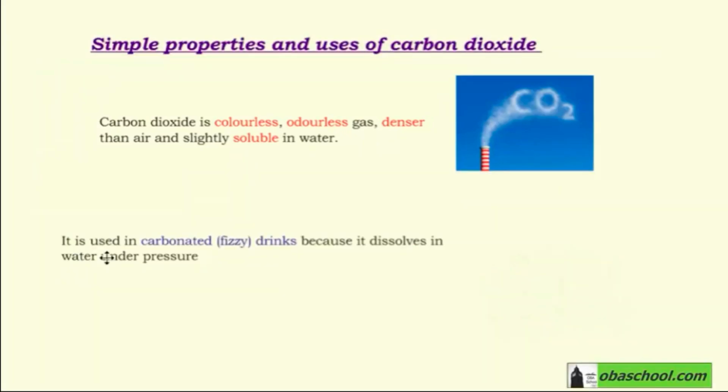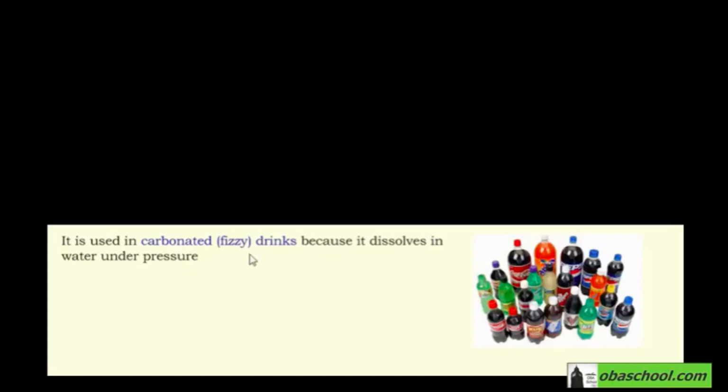It is used in carbonated fizzy drinks because it dissolves in water under pressure. Carbonated drinks, for example, soft drinks like Cola, Pepsi, Sprite, and so on. So it is used in carbonated drinks because it dissolves in water under pressure.